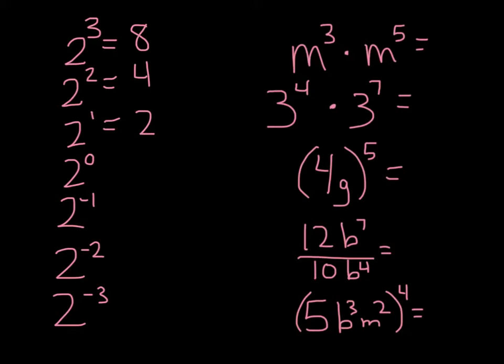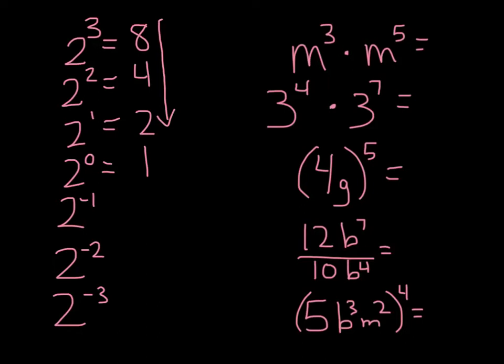So if you look at the pattern going down here, how did you go from 8 to 4? You divided by 2. How did you go from 4 to 2? You divided by 2. So how are you going to go to the next number? You're going to divide by 2, and you get 1. Anything to the 0 power is 1.